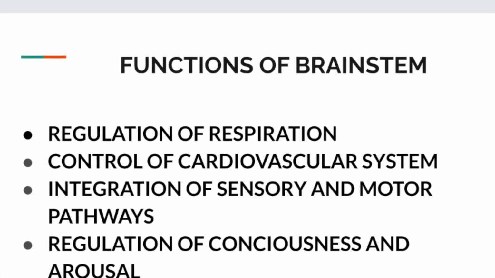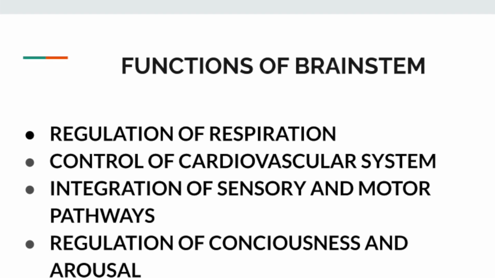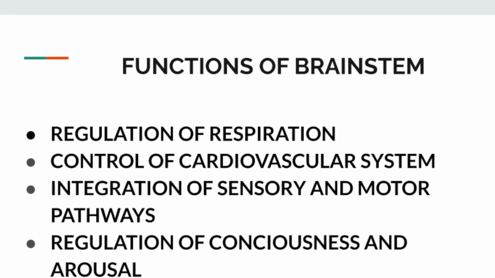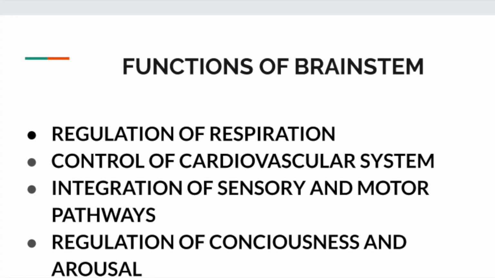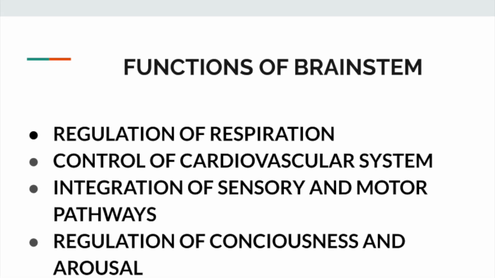Next is the control of cardiovascular function. The brainstem contains nuclei involved in regulating heart rate, blood pressure, and blood flow to various organs. The cardiac center within the medulla oblongata regulates the heart rate and cardiac output by adjusting the activity of the autonomic nervous system and sympathetic and parasympathetic pathways.